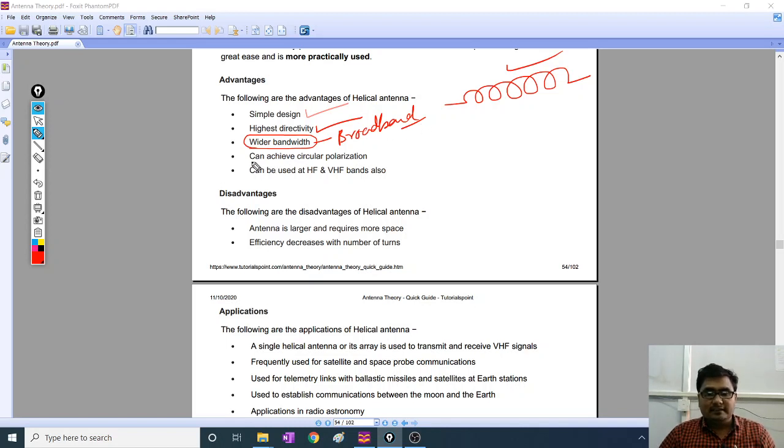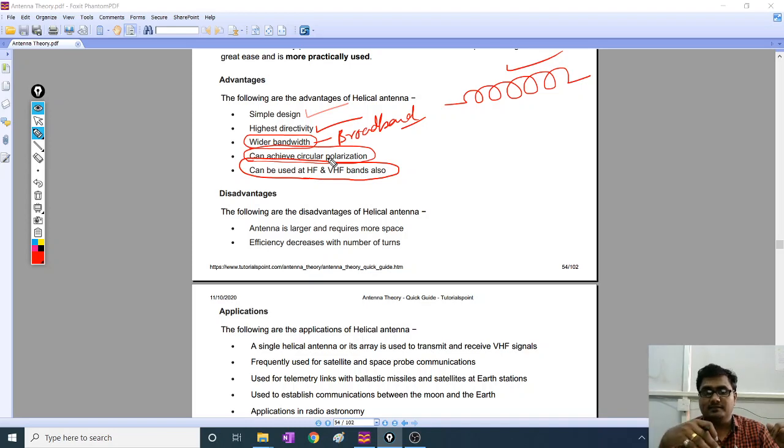Then it can achieve circular polarization. I said it is a circularly polarized antenna and used at higher frequencies. So whatever specifications are there with the helix antenna, those specifications themselves are advantages for the antenna. And it's not like it has so many advantages just from bending the wire and forming a helix.